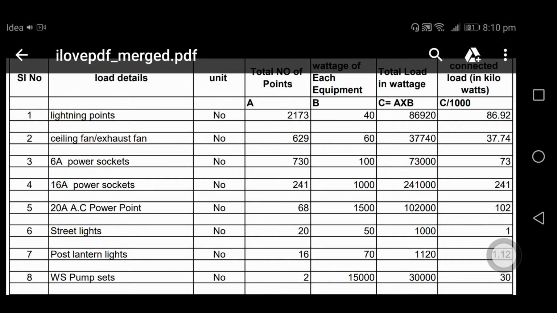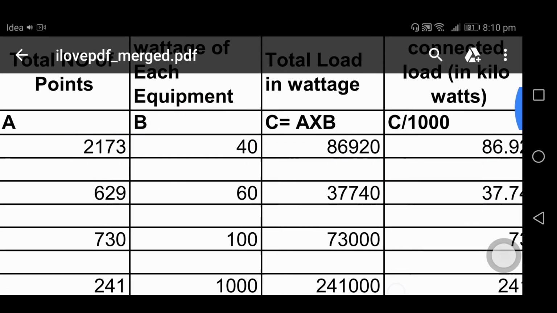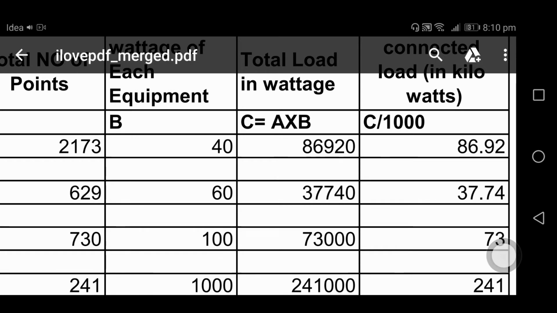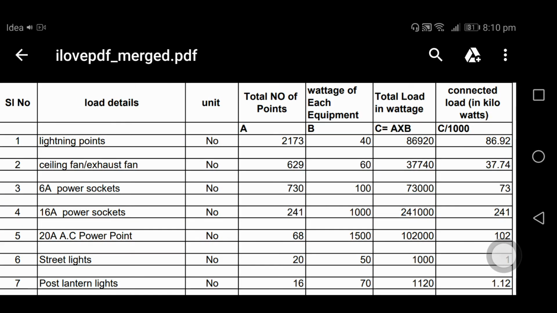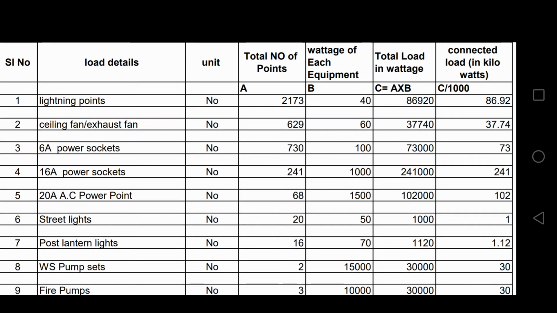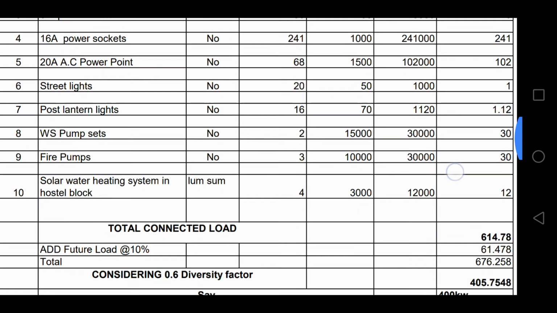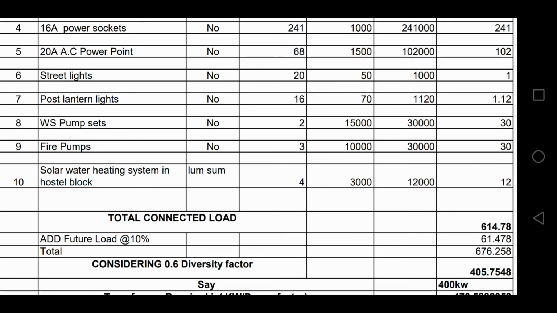I want the total load in kilowatts. It is C divided by 1000. Here you can see 86920 divided by 1000 is 86.92. Similarly, I have done this for all the columns: 37.74, 73, and so on. Now the total connected load is 614.78. So this is the total connected load in the building.